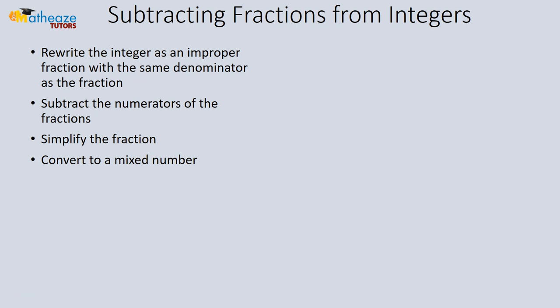If you had something like 2 minus 4 over 7, we want to rewrite the integer as an improper fraction with the same denominator as the fraction. Look at what that means here: the denominator here is 7. So here's how we're going to do that. We're going to say 2 times 7 over 7 minus 4 over 7. So this is going to give us 14 over 7. You can see that if you divide 14 by 7, you get a 2.